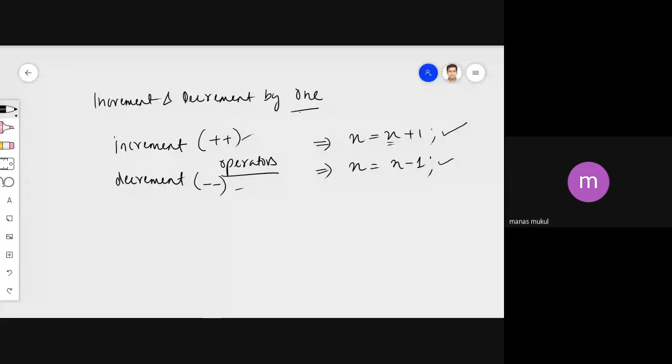If somebody has joined late, or if you have not written your roll number into the chat box, then kindly do that.